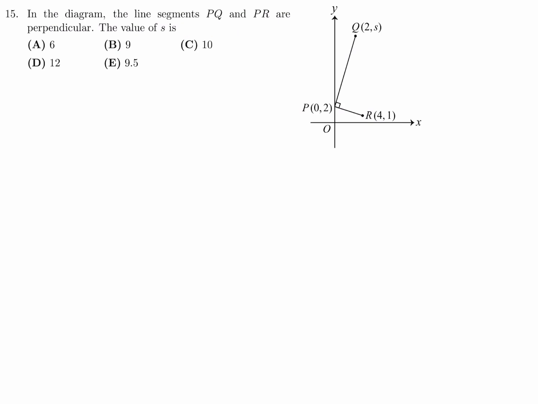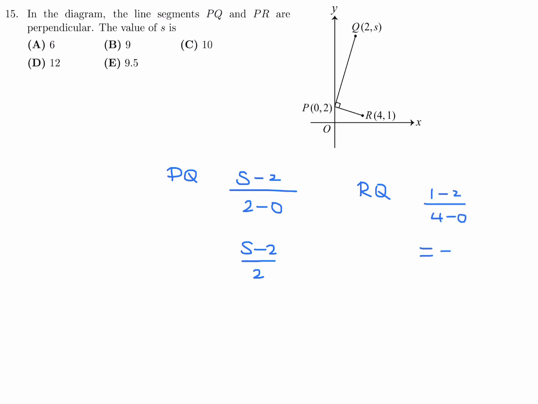In the diagram, the line segments PQ and PR are perpendicular. The value of s is? Well, if the lines are perpendicular, their slopes will be negative reciprocals. So first, let's calculate the slopes. For PQ, the slope would be (s minus 2) over (2 minus 0), and that's just (s minus 2) over 2. For RQ, the slope would be (1 minus 2) over (4 minus 0), which is negative 1/4.